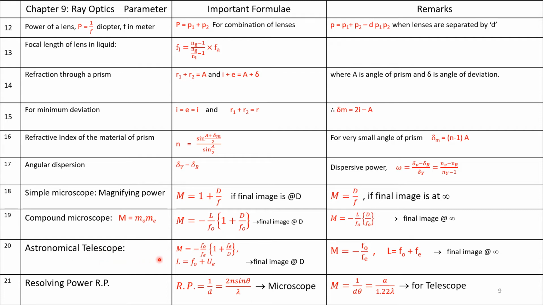Astronomical telescope. The formula when the final image is at a distance D is M is equal to minus Fo over Fe into (1 plus Fe by D). And the length L is equal to Fo plus Ue, where Fo is the focal length of the objective and Ue is the object distance for the eyepiece.